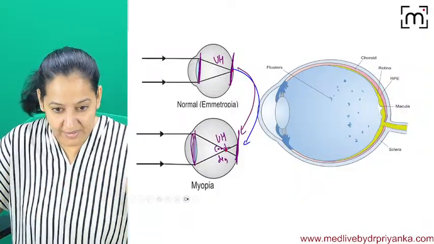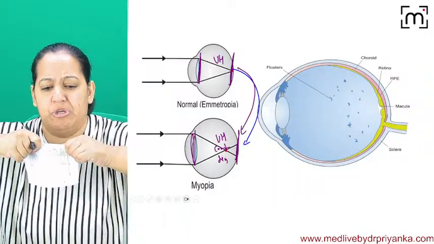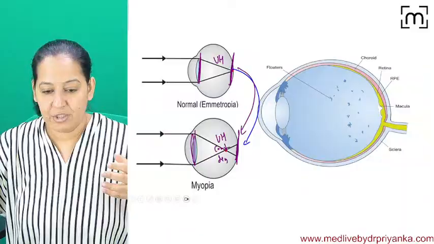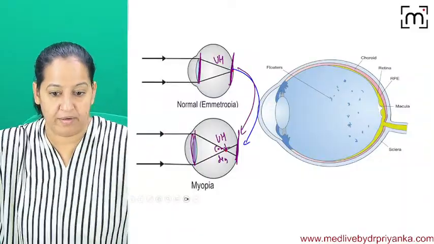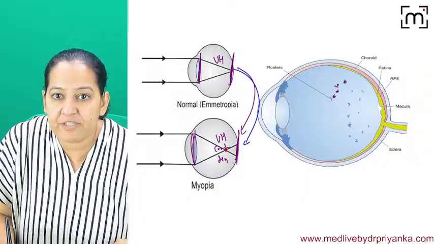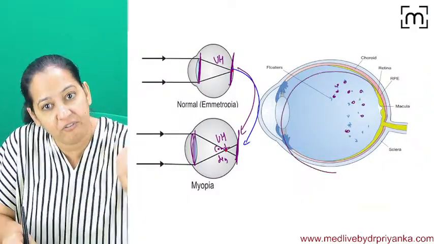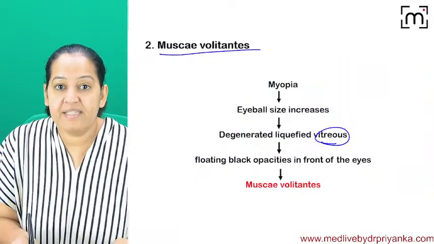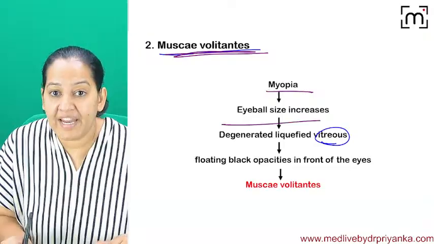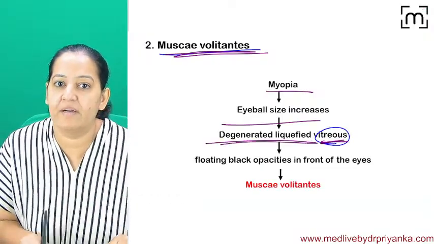If you increase anything, what will happen? It will tear. It is a paper, it is a constant size. If I stretch it, increase the size, it will tear. The same, that is degeneration happening. So if the vitreous humor is stretched in size, it gets degenerated. So some of the particles of the vitreous humor will float in the vitreous humor, and these are known as muscae volitantes. So in myopia, due to the increase in size of the overall eyeball, the vitreous humor gets degenerated.